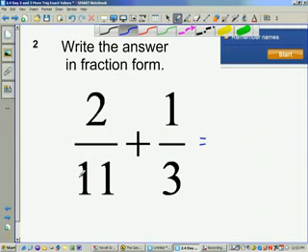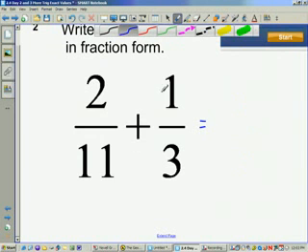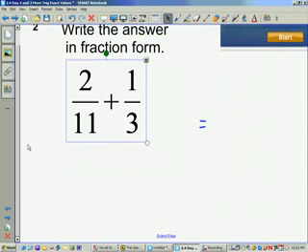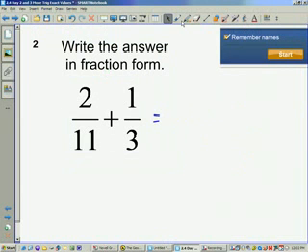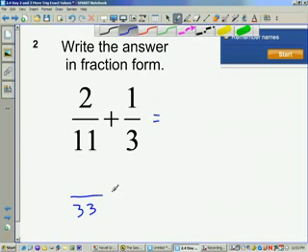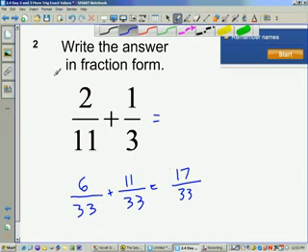Now, if the denominators are not equal, we have to find a common denominator. A common denominator here, let's make this a little smaller, could be 33. So we could say that this is 33 on the bottom, and I got 33 by multiplying the 11 and the 3. Now if I multiply this denominator by the 3, I have to multiply the numerator by the 3 to make these equivalent fractions. And on this right hand side, 3 times 11 is 33, so 1 times 11 is 11. Now I just add up 6 plus 11 is 17, so 17/33.